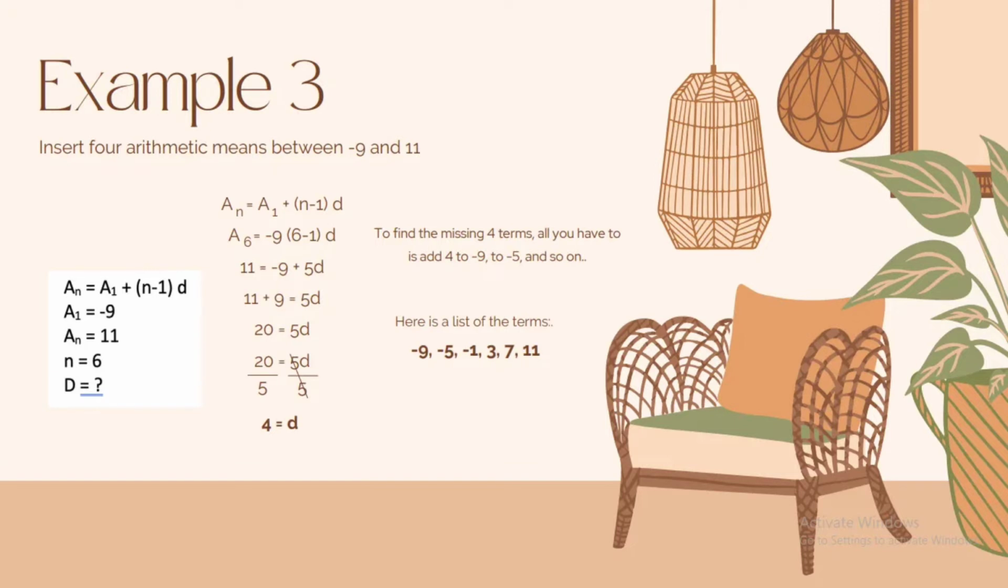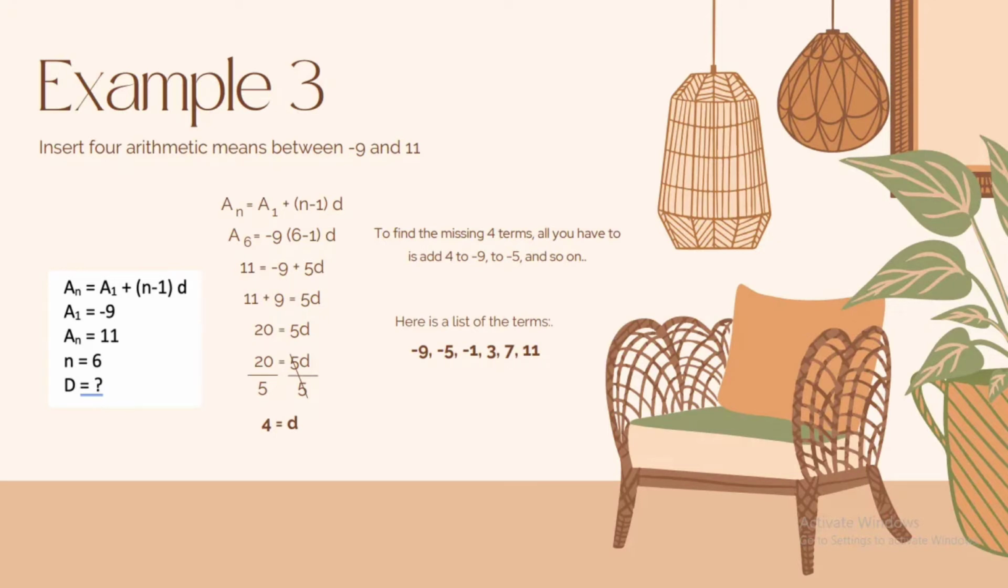11 is equal to negative 9 plus 5d. Transpose negative 9 and that will be 11 plus 9. 11 plus 9 is equal to 5d. 11 plus 9 is equal to 20. 20 is equal to 5d. 20 over 5 is equal to 5d over 5. Let's divide to get our common difference. 20 over 5 is equal to 4. 5d over 5, let's cancel 5 and we have d. Therefore, our difference is 4.